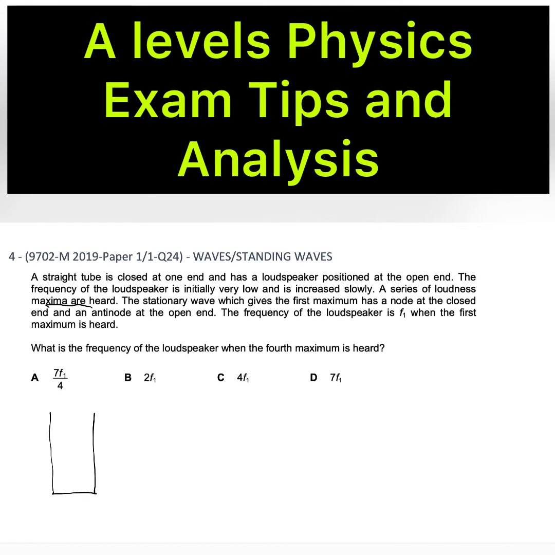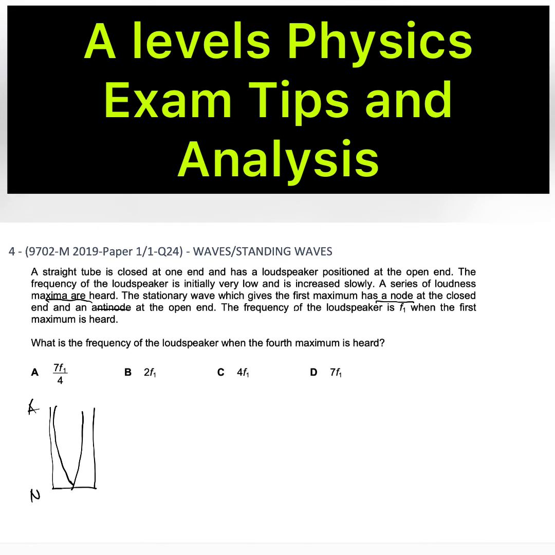The stationary wave will give the first maxima, a node at the closed end and an antinode at the open end. It means they're telling you that the closed end is a node and the open end is an antinode. This is the first maxima. So we have to find the fourth maxima. First maxima and fourth maxima, what is the difference?